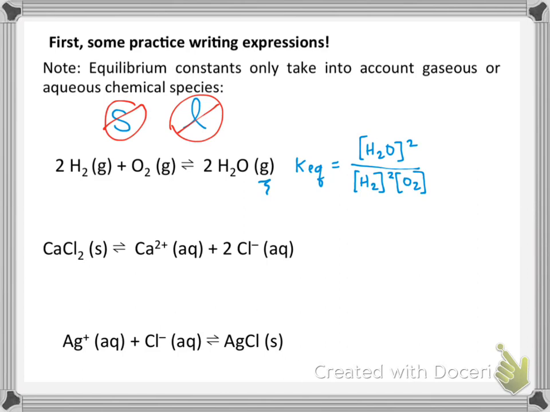Okay. For this next reaction, we have calcium chloride, which is a solid, and so we don't want to include that, or we'll call it just 1. So our KEQ is going to be equal to the concentration of calcium ions to the power of 1 times the concentration of chloride ions squared for that coefficient. And then we can write over 1 if you'd like to represent the solid calcium chloride.